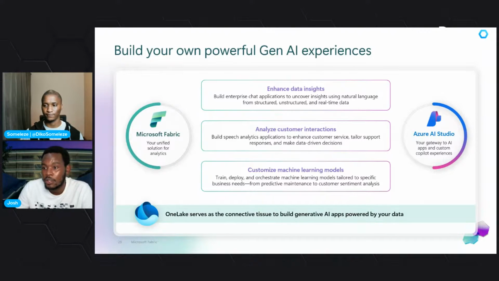So we have different tools. Microsoft Fabric is there as a solution for unified analytics, and you have Azure AI Studio, which serves as your gateway to build AI apps and custom Copilot experiences. And even from AI Studio, you can access the data that you have within OneLake. So these tools become very easy for you. You're able to create that one centralized data source, and then you can leverage AI on top of all of your data when you need to build these custom AI tools.